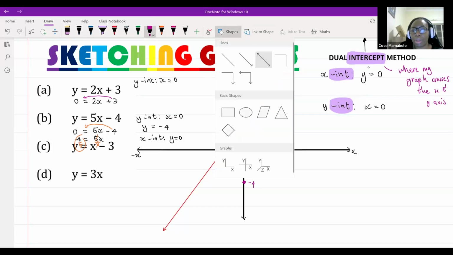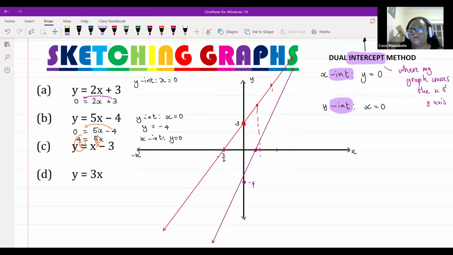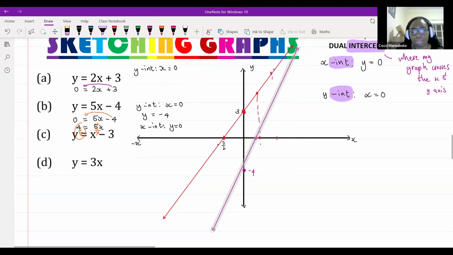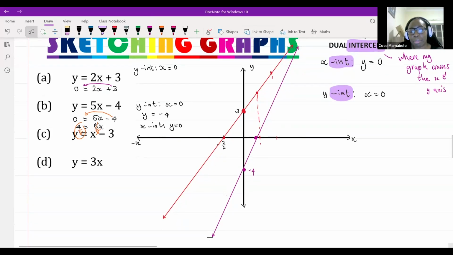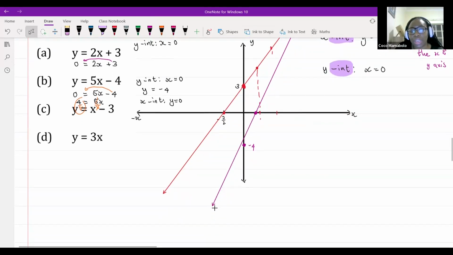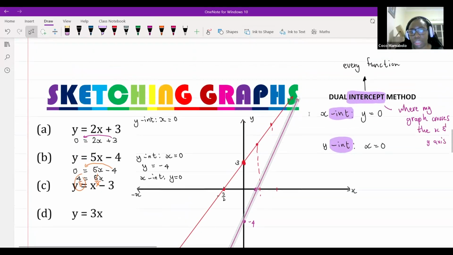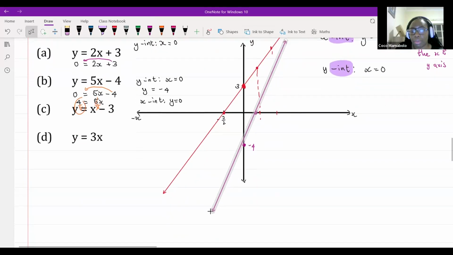Then I'm going to grab my ruler and join these 2 points. And that's it. Any other value that I pick for x, the y value will end up on this line. That's all we need to do. Okay. Are we all okay with how to do the dual intercept method? It's nice and easy because all you really need is 2 points for each. We just need to find where the graph crosses the x-axis and where it crosses the y-axis.